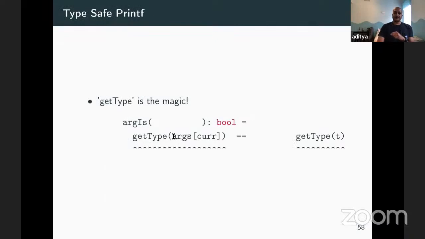So it's getting the type. Get type is a Nim primitive, right? It's provided by the Nim compiler. It says get the type of the argument, get the type that you think it should be, and are they equal? So you're passing an int. It's saying, hey, is this argument an int? If not, it's false. This bool will be false.